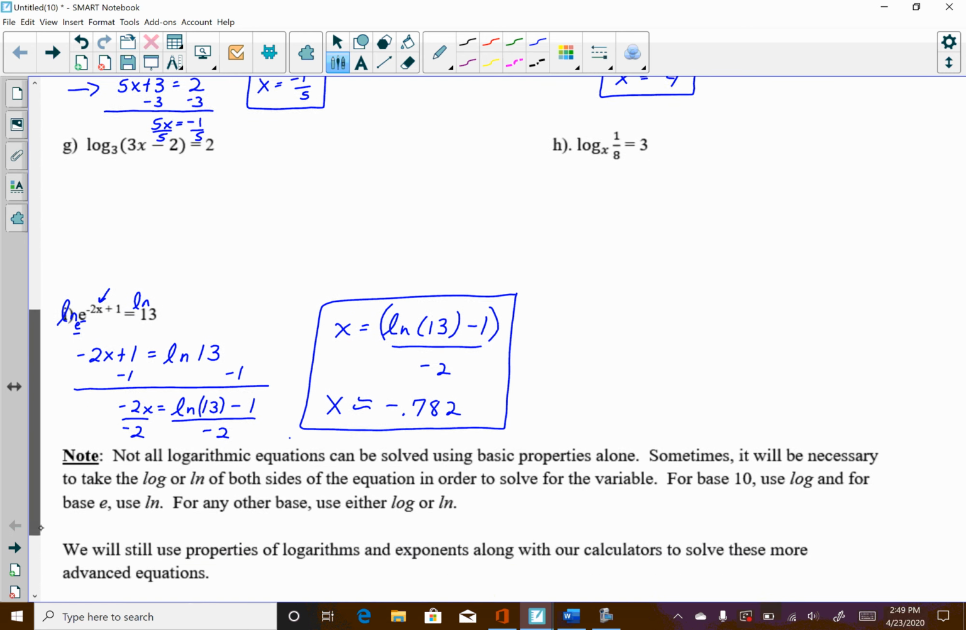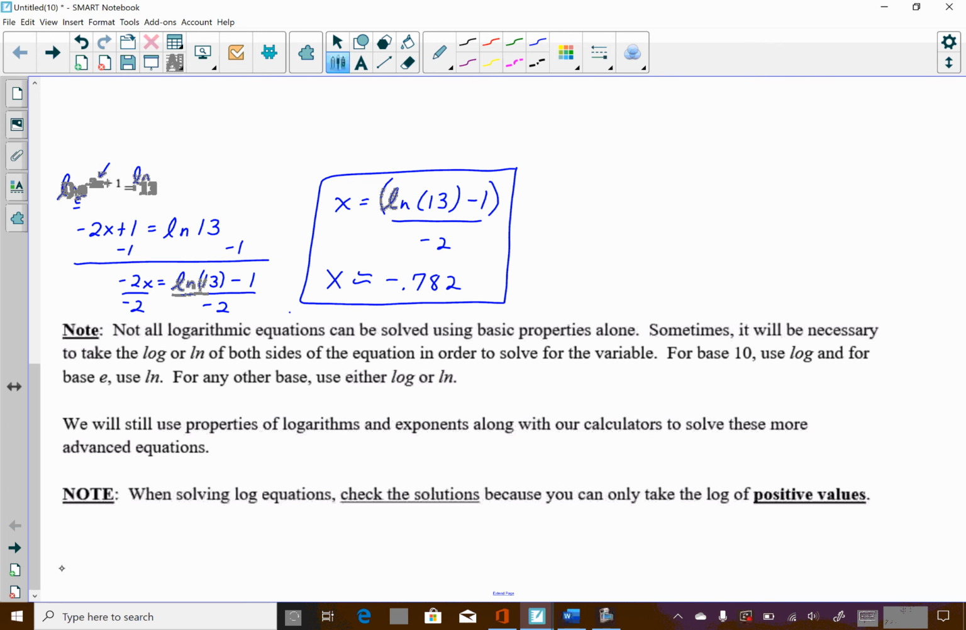So far in solving these little equations here, you've seen me just basically utilizing properties that I've introduced to you in the previous section, in section 5.3 and 5.4.